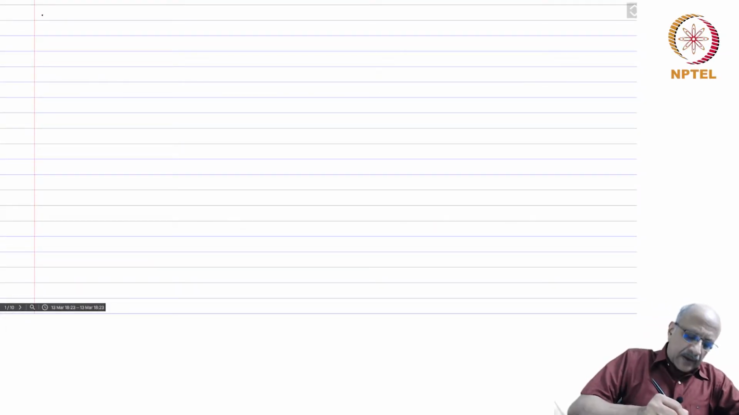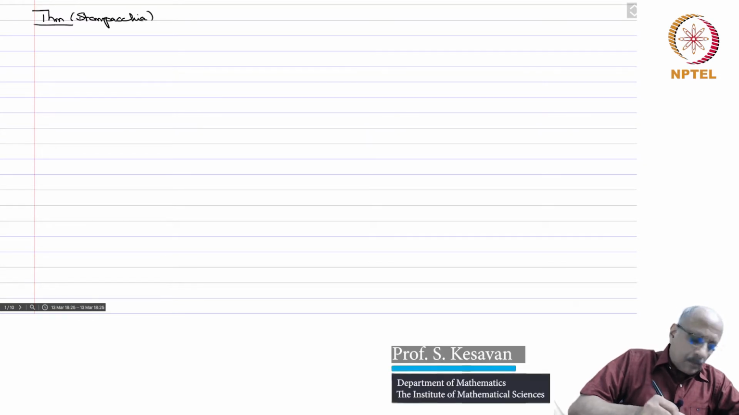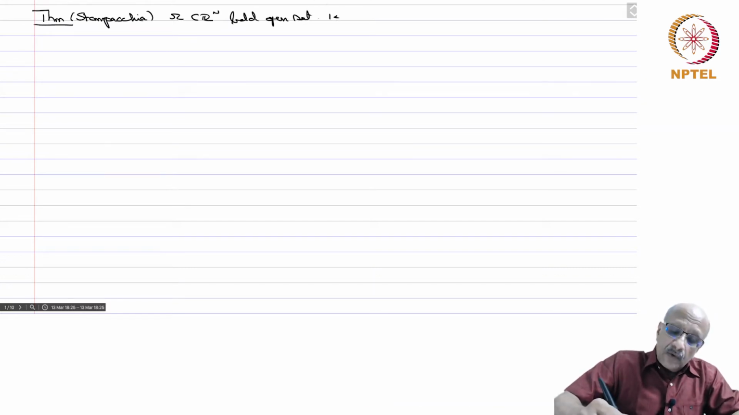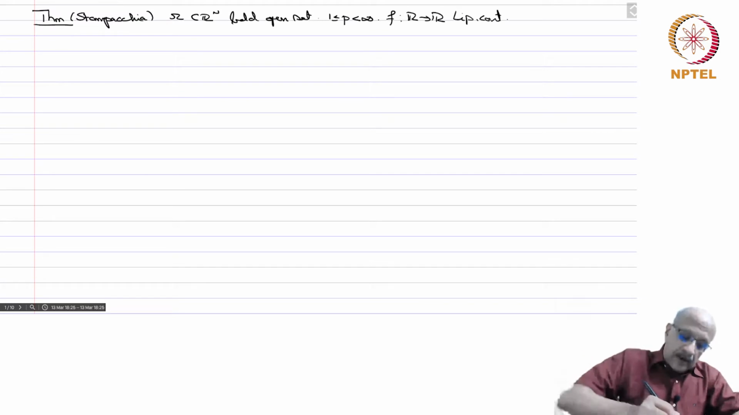We stated Stampacchia's theorem. So, Omega in R^n a bounded open set, 1 ≤ p < ∞, and f from R to R a Lipschitz continuous function, and f' continuous except at a finite number of points t1 to tk.